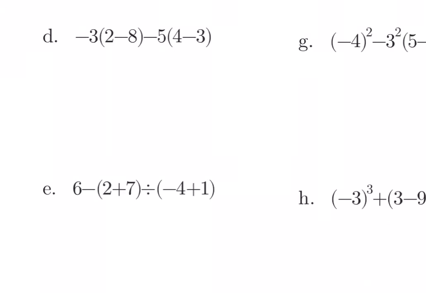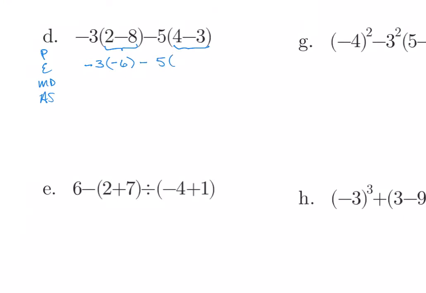Example D. We want to start with our parentheses. We have two sets of parentheses here, so I'm going to simplify both of them at the same time. We get negative 3. 2 minus 8, we have different signs, so we're going to subtract. Keep the sign of the larger number. We get negative 6.